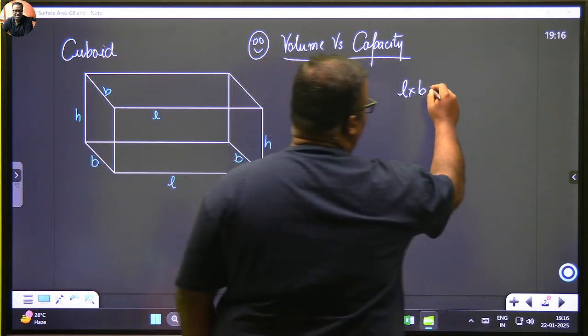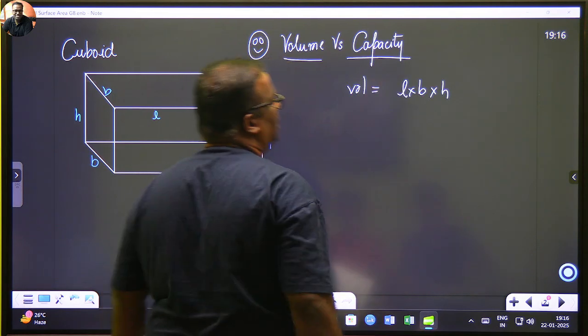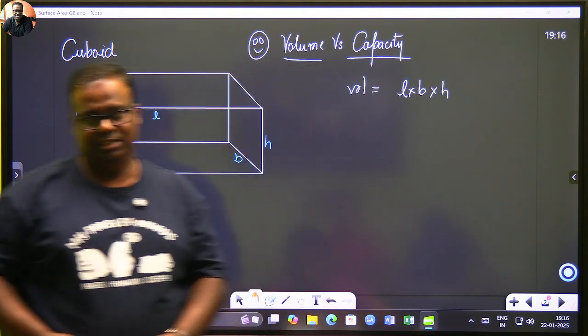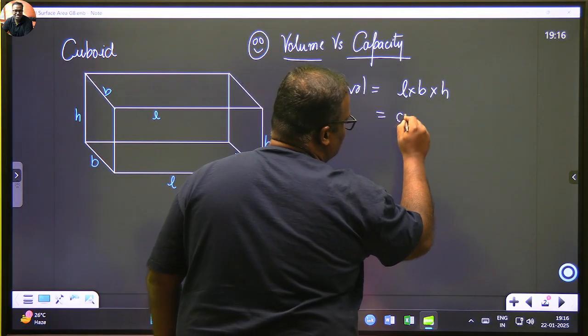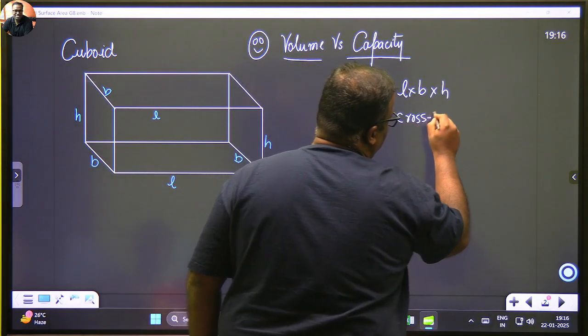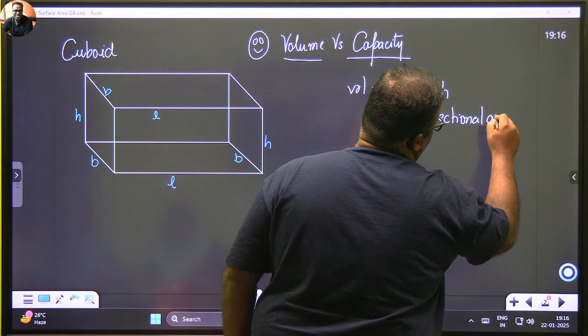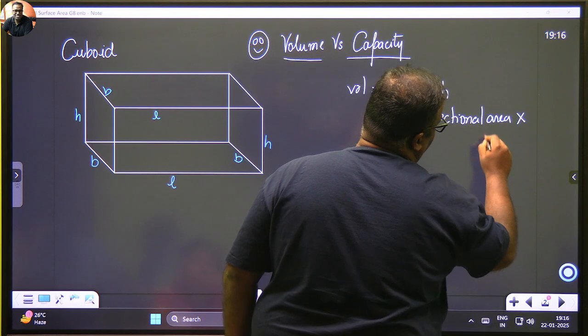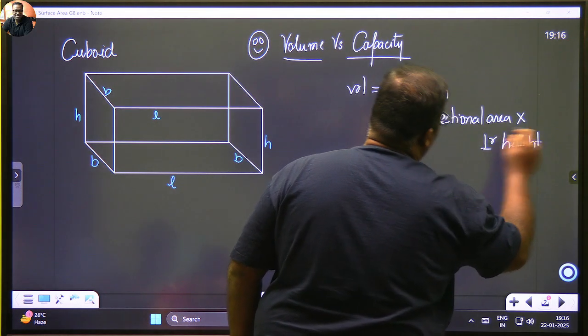The volume is always equal to the length times breadth into the height. In other ways, this is also written as the cross-sectional area. This you have to understand now. Cross-sectional area multiplied by always the perpendicular height for any symmetric object. This is the master formula.